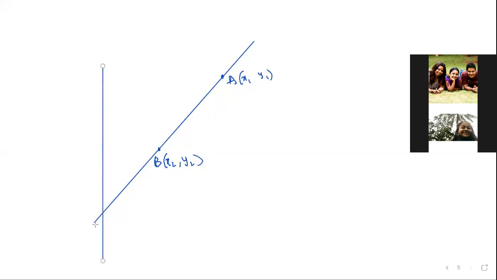Next point, point number 3. If I have 2 points on this line, I know 2 points on this line. What will be the slope of this line AB? If I know the coordinates of 2 points on the line, what will be the slope of the line? That's what I'm going to teach you: how to calculate the slope of the line when we know 2 points on the line.